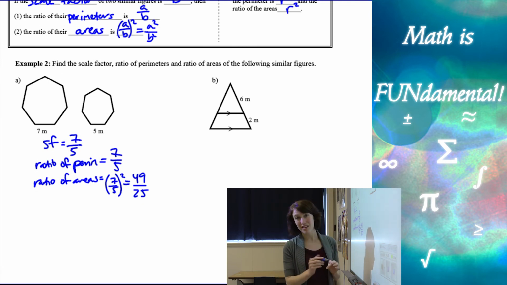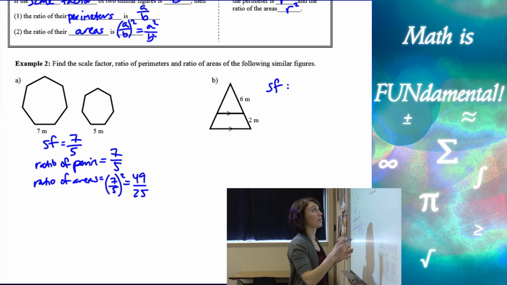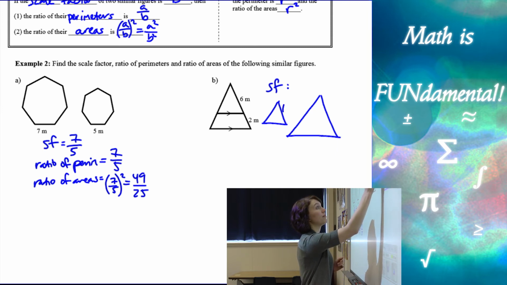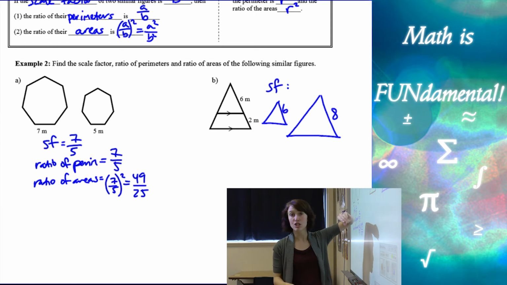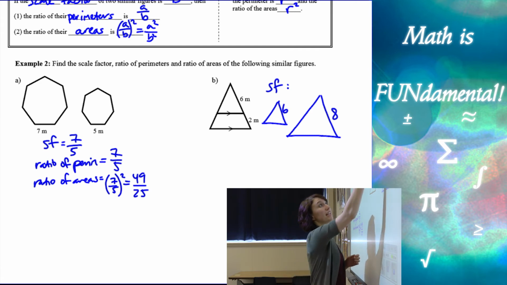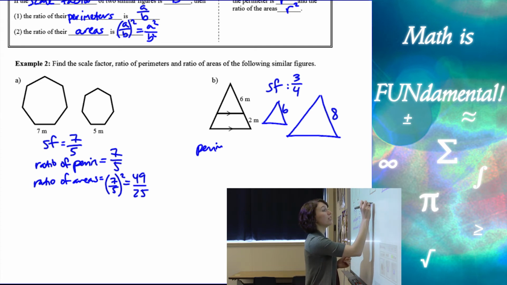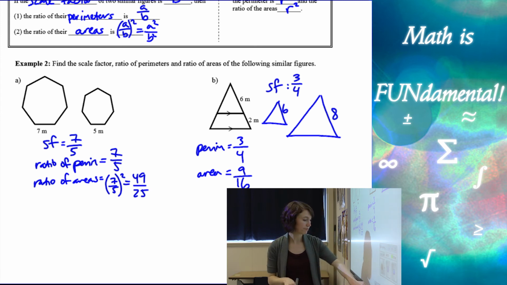All right, now this one's a little trickier. When we find our scale factor for this one, you're going to want to separate the two triangles. So just a little review. We want to separate the small triangle from the large triangle. We have 6 here, and the length of the large one is 8. So don't just use the 6 and the 2. We want to separate them and really look at the side lengths of our two similar figures, which are both triangles. So our scale factor is going to be 6 to 8, or 3 to 4 when I reduce that, which means my perimeter ratio is going to be 3 to 4, and my area ratio is going to be 9 to 16 when we square 3 and 4.